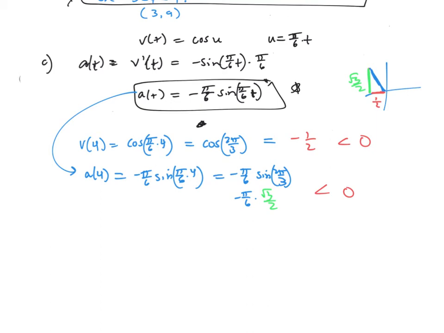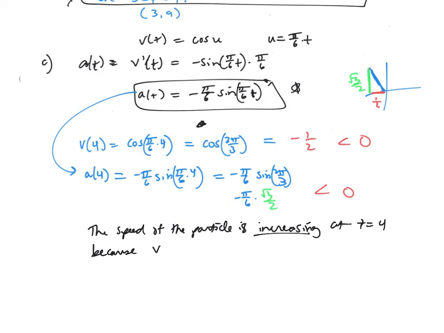So I need to answer the question, so I need to write a sentence. I'm rephrasing the question: is the speed increasing, decreasing, or neither? The speed is increasing because velocity and acceleration are both negative, or velocity is less than 0 and acceleration is less than 0, however you want to say that. They have the same sign, any of those will work.